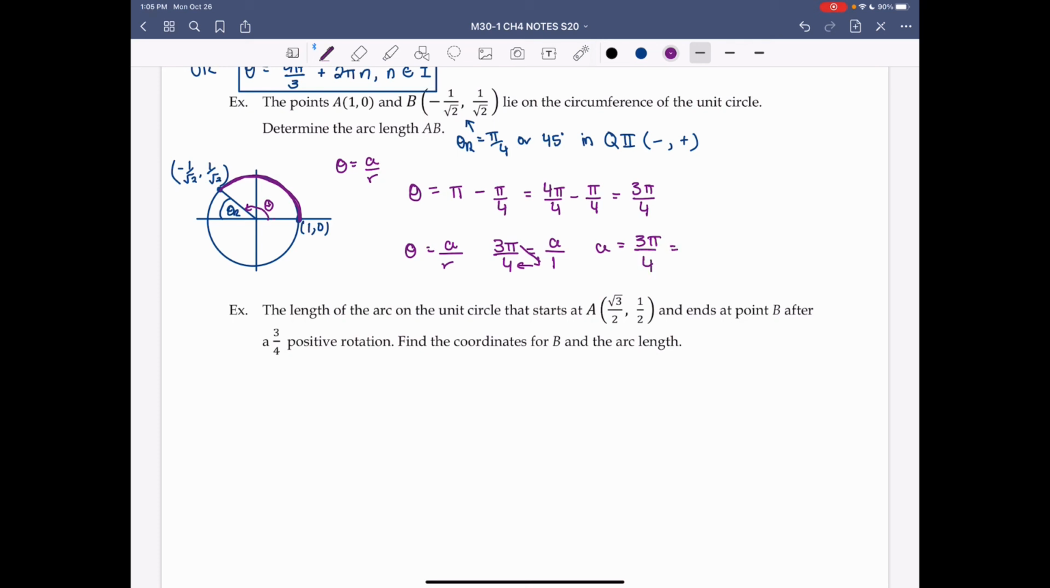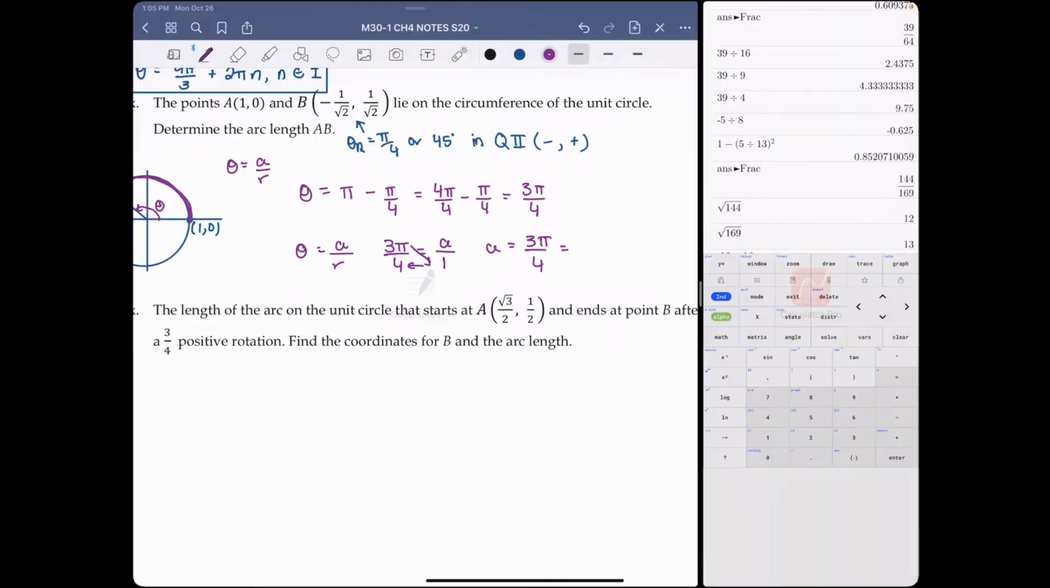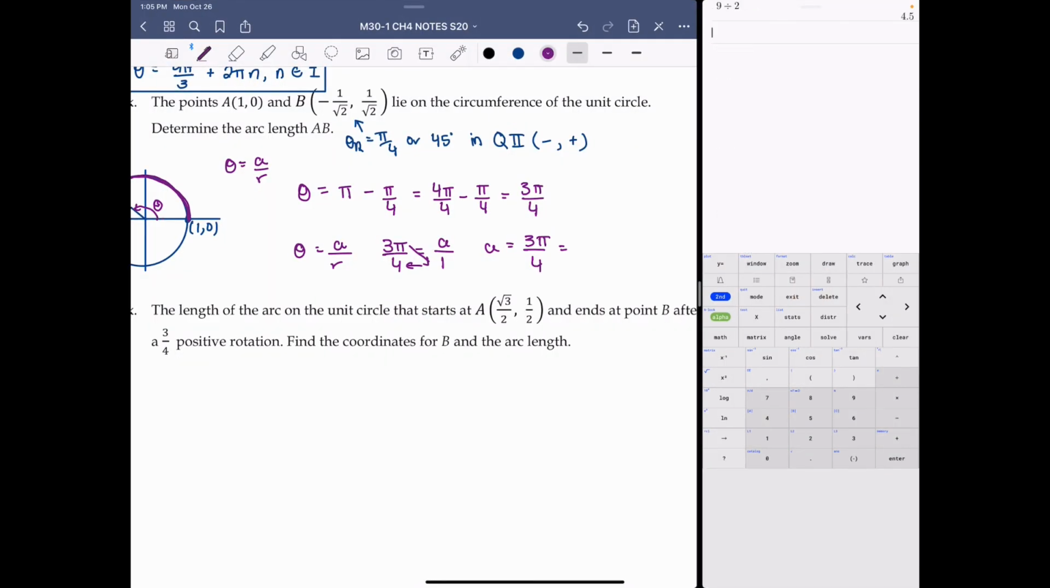And we can calculate that, because usually for a length we want a decimal answer. 3 pi divided by 4, we get 2.3561. Or if we round to the tenth, A equals 2.4 units.